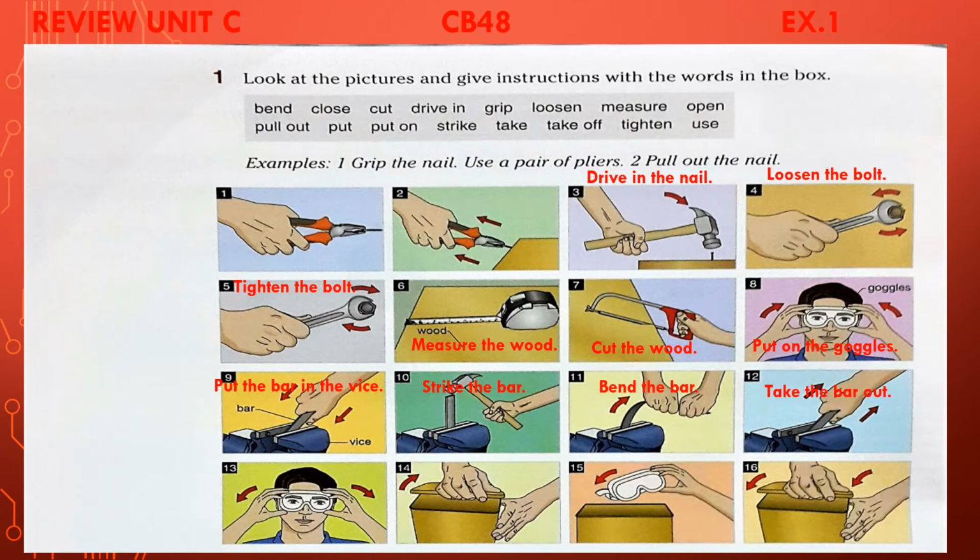out. Number 13 is the opposite of 8, take off the goggles. 14. Open the box. 15. Put the goggles in the box. And 16. Close the box. Thank you.